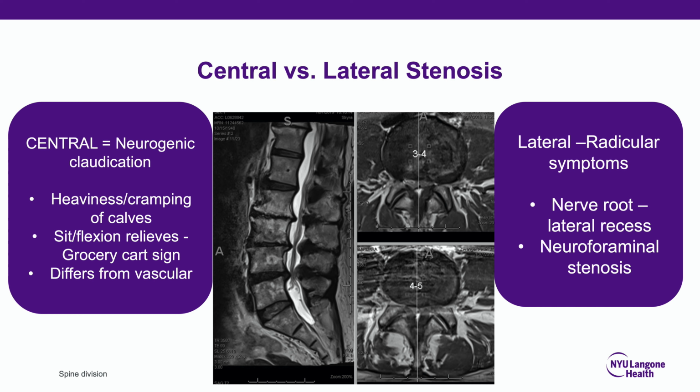claudication. The lateral stenosis usually causes more radicular symptoms, mostly nerve root symptoms in the lateral recess and then the neuroforamen. Here in the images, in the axial T2 of the MRI, you can see in L3-4 the far lateral disc, and you can also see the central stenosis. In the L4-5, we see mostly the central stenosis caused by disc herniation and bulging, and mostly facet hypertrophy and ligamentum flavum hypertrophy.